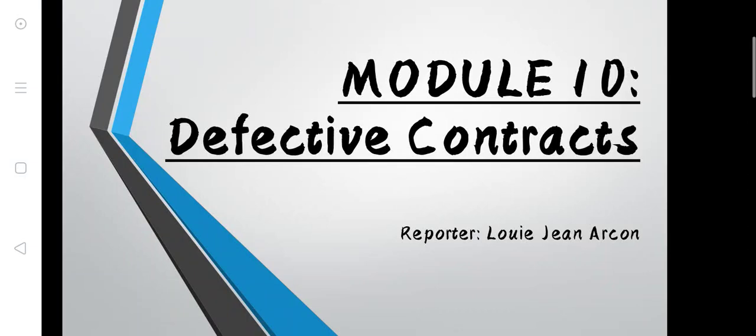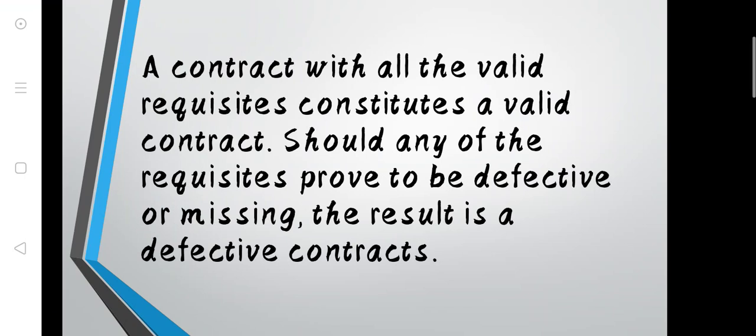Module 10, Defective Contracts. A contract with all the valid requisites constitutes a valid contract. Should any of the requisites prove to be defective or missing, the result is a defective contract. Dapat complete yung hinihinging valid requirements para sa contract. Nakakasira ng contract pag may mali o defect sa requirements, pwedeng makancel yung contract.